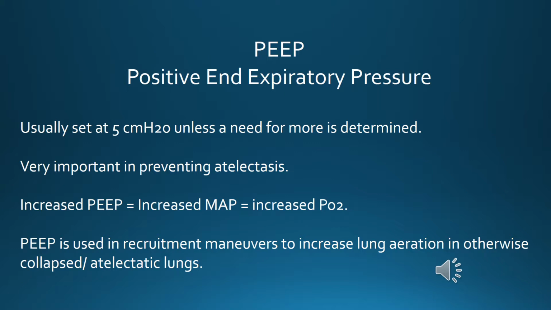PEEP of 40 centimeters of water for 40 seconds has been used, and that opens up and recruits all those collapsed areas of lung. The other one is sequential PEEP increases, where basically you can go to PEEP of 10 for 2 minutes, then PEEP of 20 for 2 minutes, back down to PEEP of 10, then go to 30, back down to 10, and then go up to 40 centimeters of water for 2 minutes, and then you can level off and go back to normal conventional ventilation, or even go into bilevel ventilation to maintain those airways open.